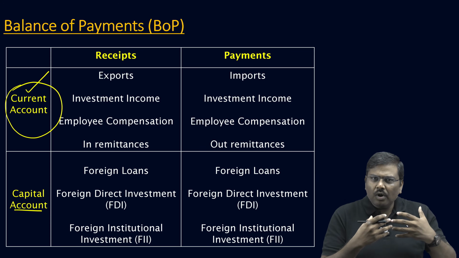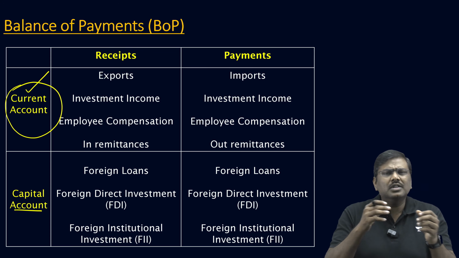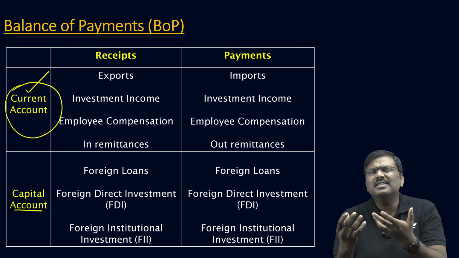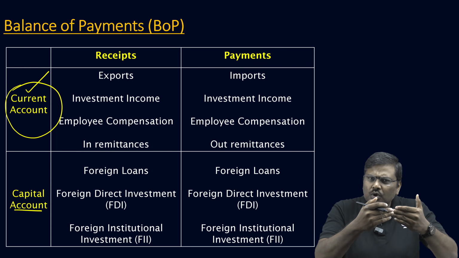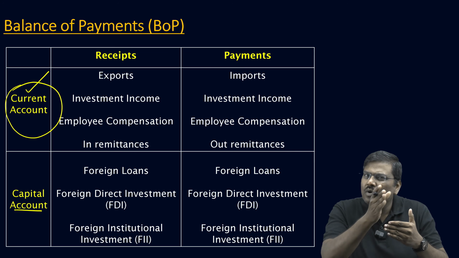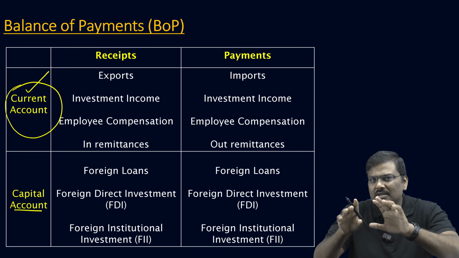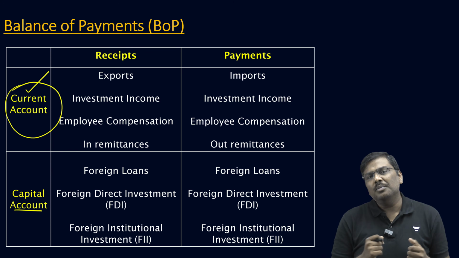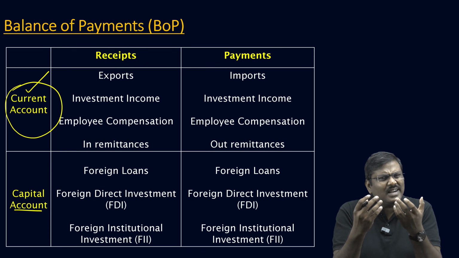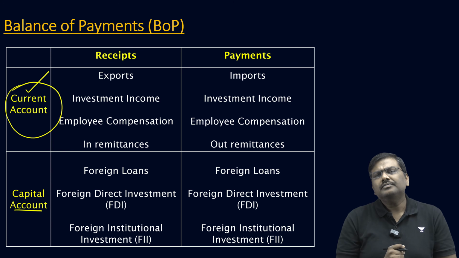When India will import, India will export, there will be either inflow or outflow of dollars or currencies accordingly. For example, if India imports goods or a service, there is outflow of dollars. If India exports goods and services, which India does by the way, there will be inflow of dollars into the domestic market. So this is a kind of transaction which is recorded under the current account.